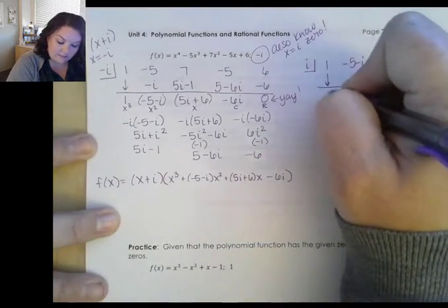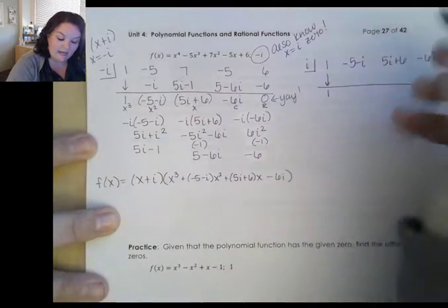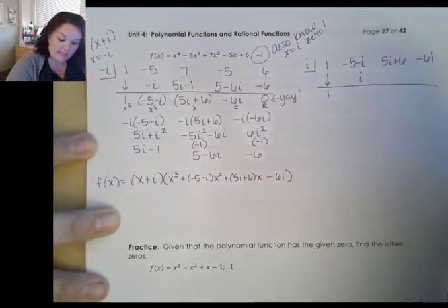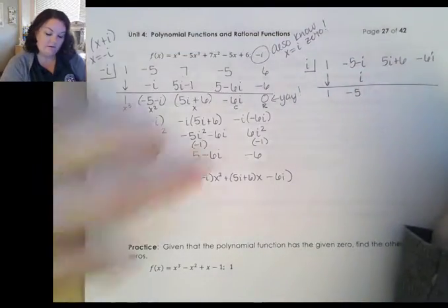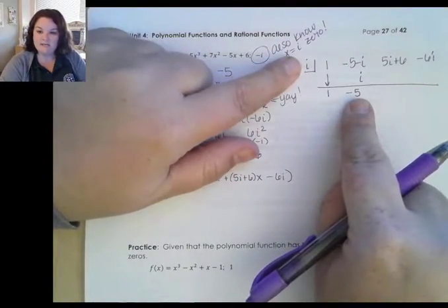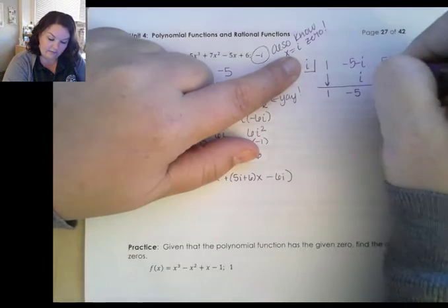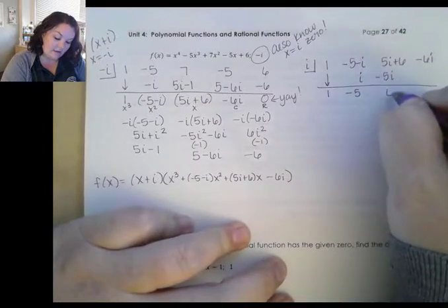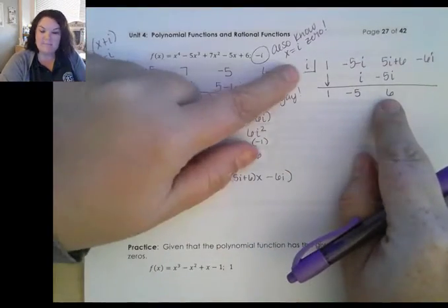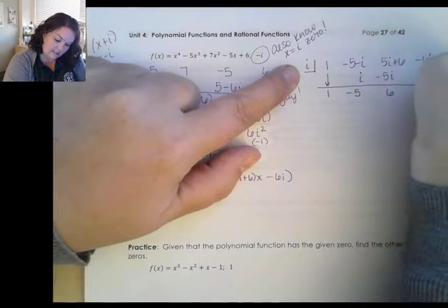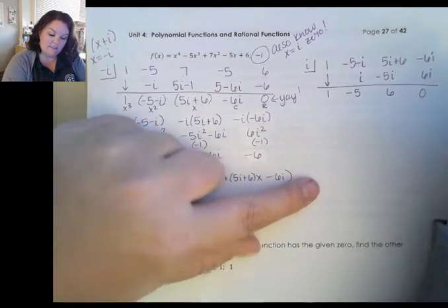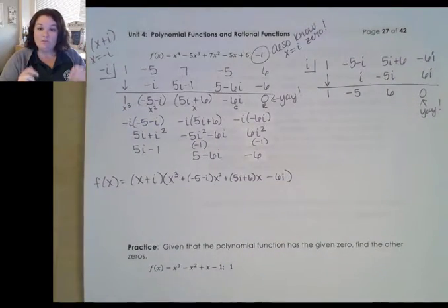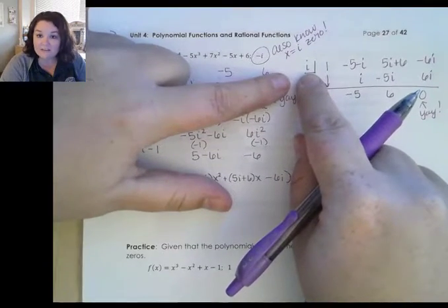We're going to bring our first number down, which is a 1. 1 times the i in my box is positive i. And notice when I combine down, my i's cancel, and I'm just left with negative 5. So negative 5 times the i in my box gives me negative 5i. And again, my i terms cancel when I combine down, and I'll just get 6. 6 times the i in my box is a positive 6i, and that combines down to 0. So yay, I got another 0 of this function, which also means that I have found another factor, right?